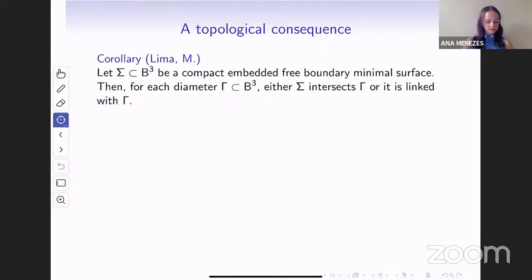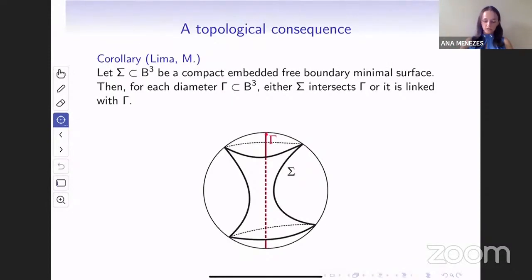And here, linked means that we cannot deform the diameter into a point by asking that the endpoints stay in the sphere, but gamma never touches sigma. Okay, so we cannot deform the diameter into a point, keeping the endpoints in the sphere and never touching sigma. So for example, here they are linked. And this result basically says that compact embedded free boundary minimal surfaces in the ball cannot be very complicated in a topological sense.